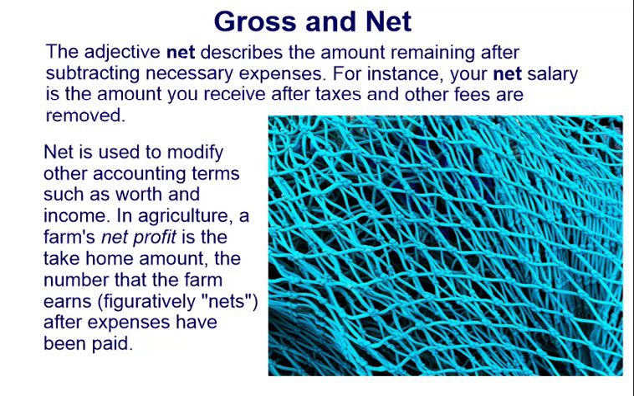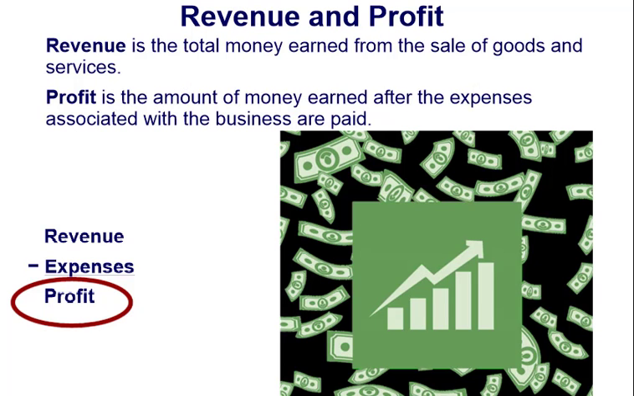The adjective net describes the amount remaining after subtracting necessary expenses. For instance, your net salary is the amount you receive after taxes and other fees are removed. Net is used to modify other accounting terms such as worth and income. In agriculture, a farm's net profit is the take-home amount, the number that the farm earns, figuratively nets, after expenses have been paid.